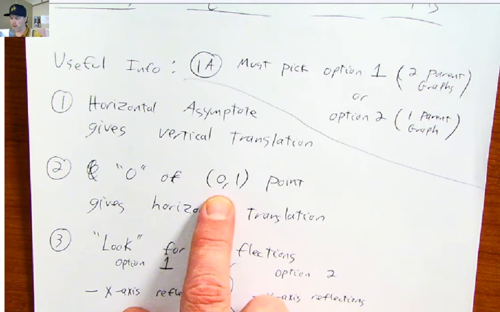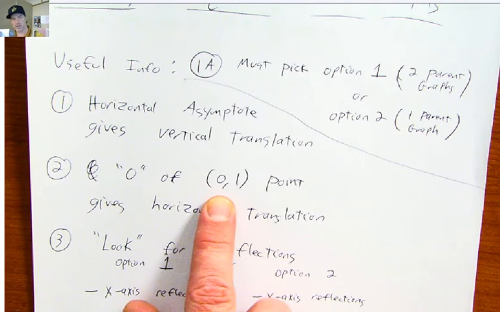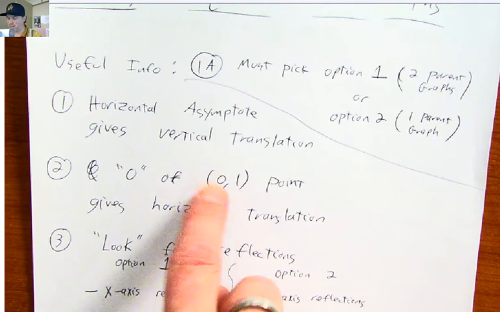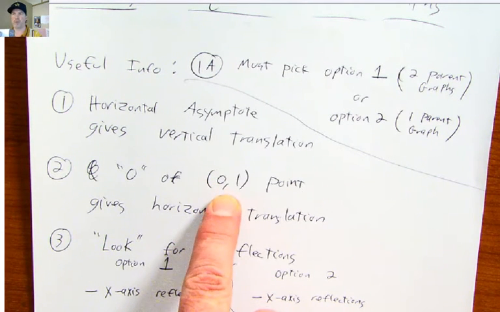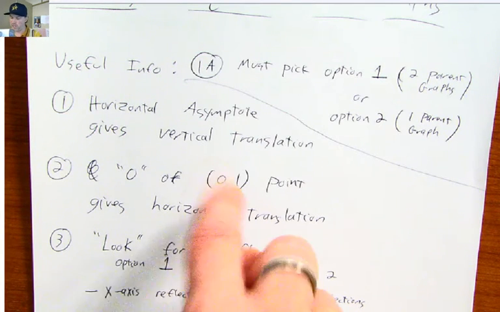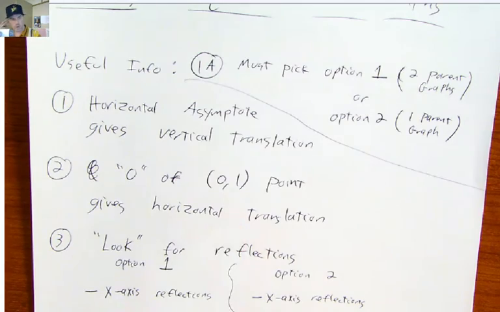So then, after that, it'll go right or left. If this 0, 1 point is at, say, 3, 1, you know that it went right 3, so you'd put an x minus 3 in the equation. So anyway, I use the 0, 1 point for the horizontal translation.